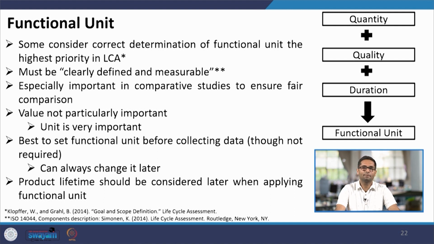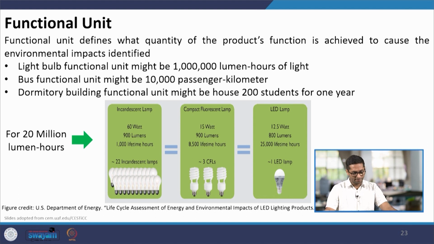Take the example of, again, green hydrogen, which everyone is talking about. There could be different processes producing hydrogen at different purity, and this is where the quality of hydrogen that is produced becomes of paramount importance. So let us try to understand the concept of the functional unit with the help of again the example that we have studied.